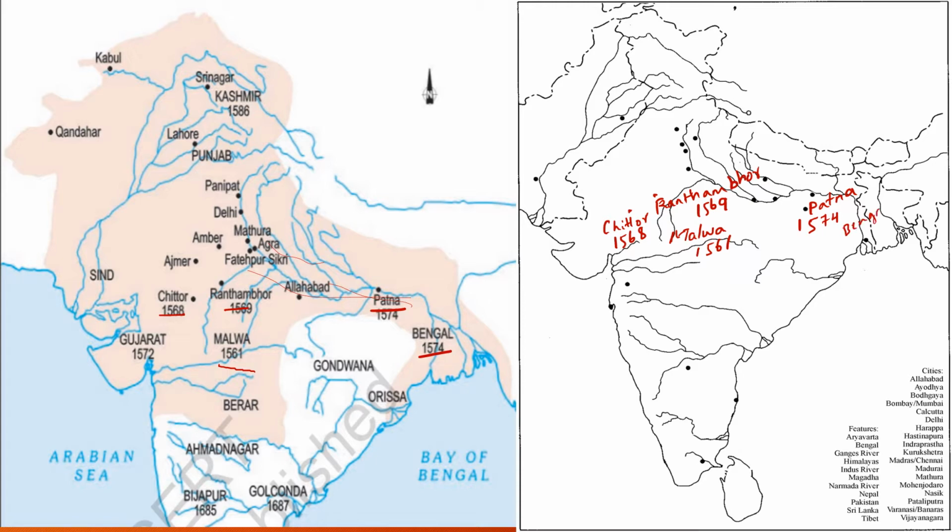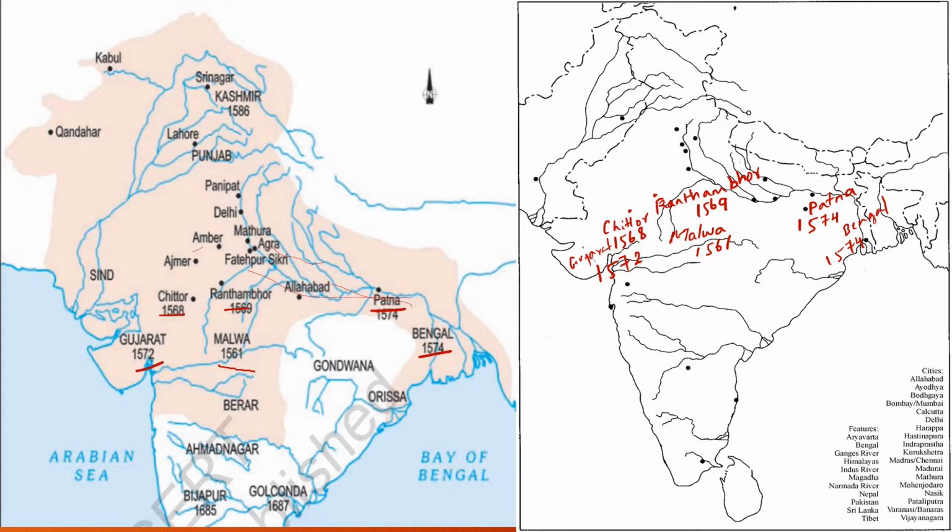Bengal was captured in the year 1574. You can see Gujarat here. If they ask, you can easily mark Gujarat. It was captured in the year 1572. No need to point any point for Gujarat, so this also becomes easier for you.